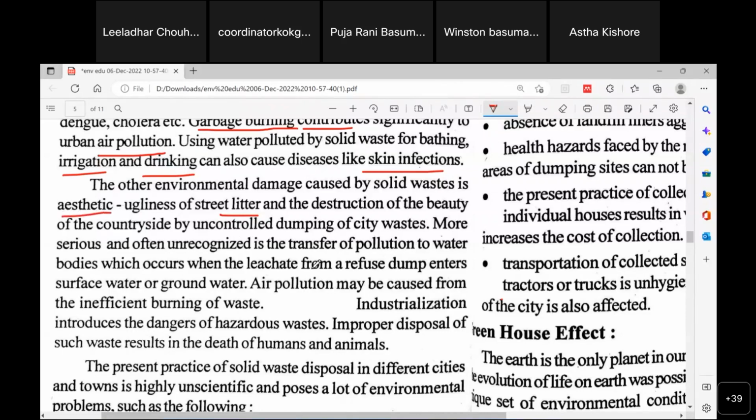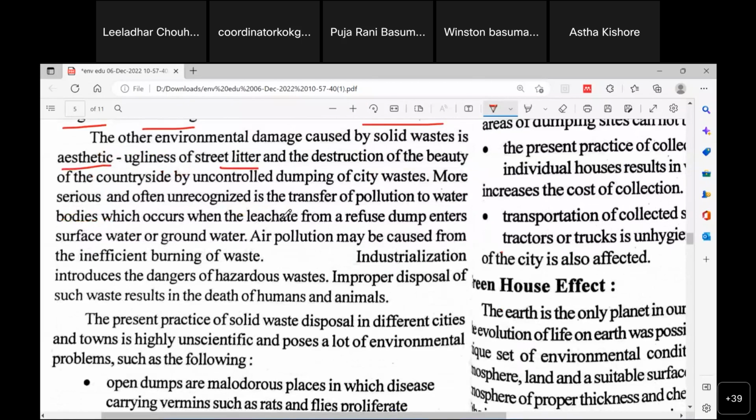Aesthetic means beauty of city and urban rural space is destroyed by solid waste. More serious is the transfer of pollution to water bodies. As I told, if we dump near a river, then what will happen? These materials will go to water, which causes problems when the leachate from a refuse dump enters surface water or groundwater. Air pollution may be caused from the inefficient burning of waste.